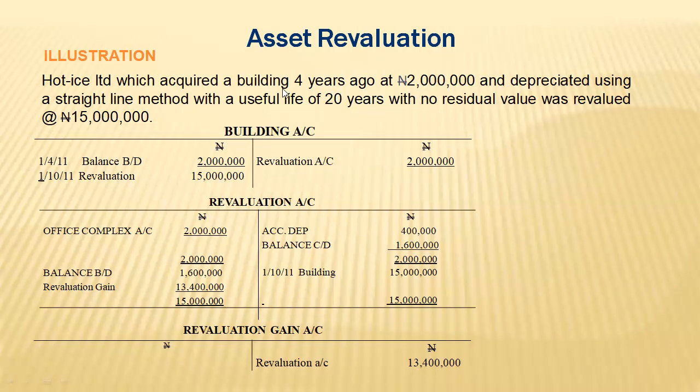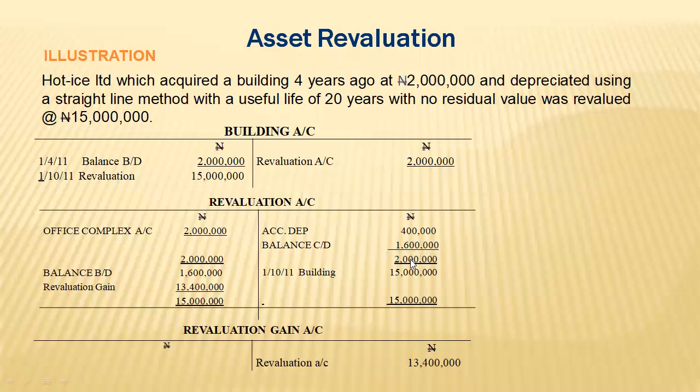Now, we have been told that the office complex has been used for 4 years. That means we have an accumulated depreciation of 4 years, which is 400,000 naira. And that's why we have this 400,000 here. So the next thing to do in step three is to determine the balance, the difference. You can see this is 2 million, but you have 400,000 here. In order to make it balance 2 million, 2 million, this 1.6 million is the amount that is yet to be depreciated.